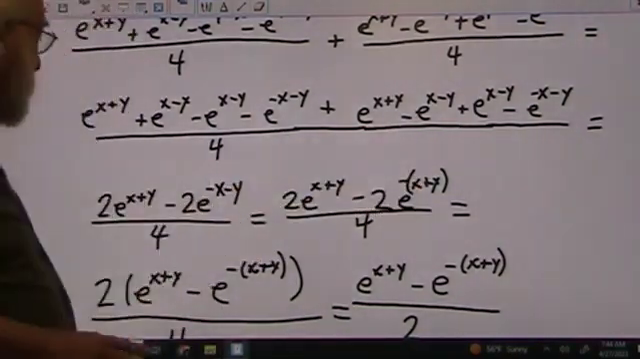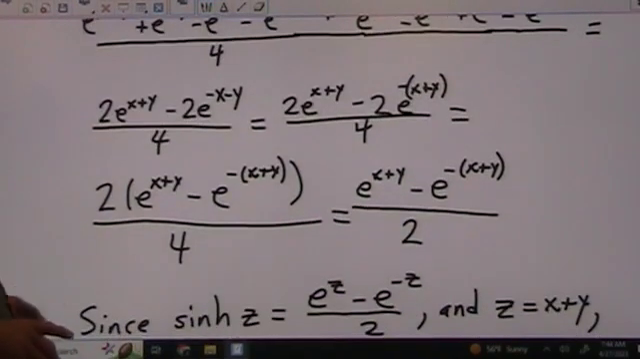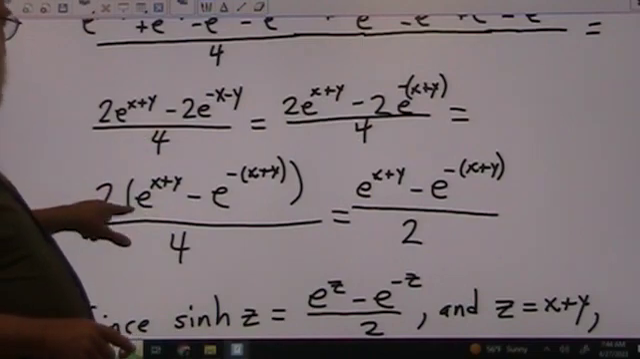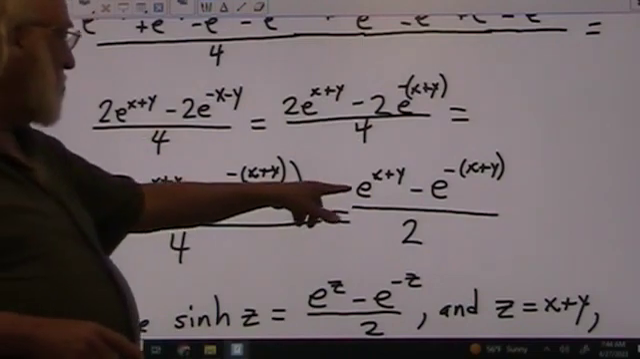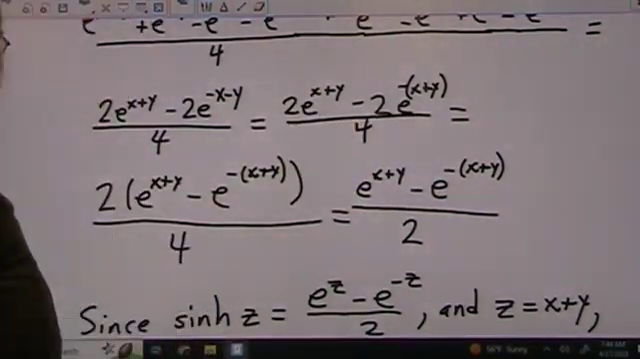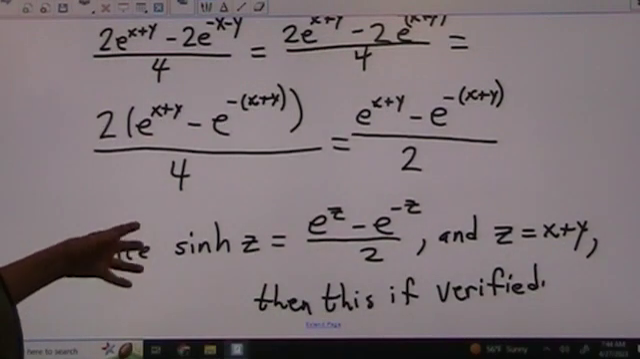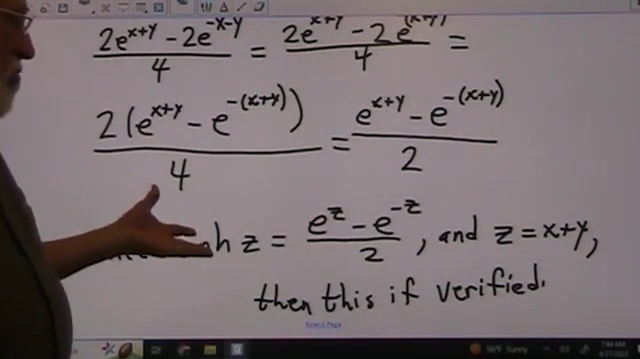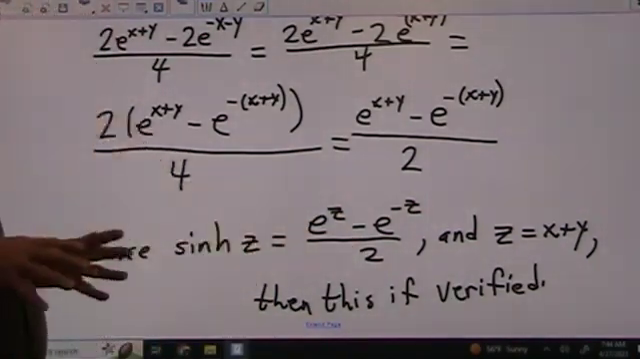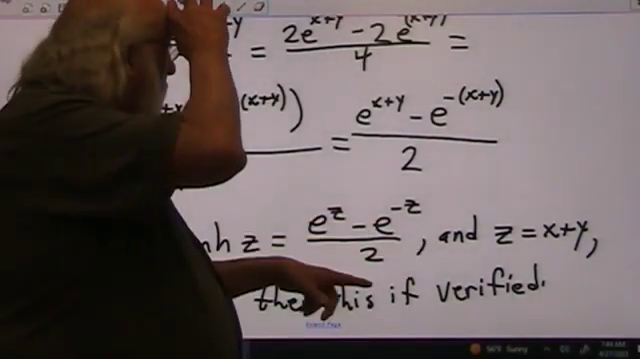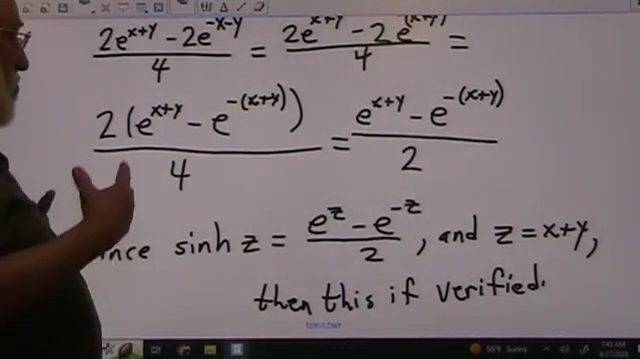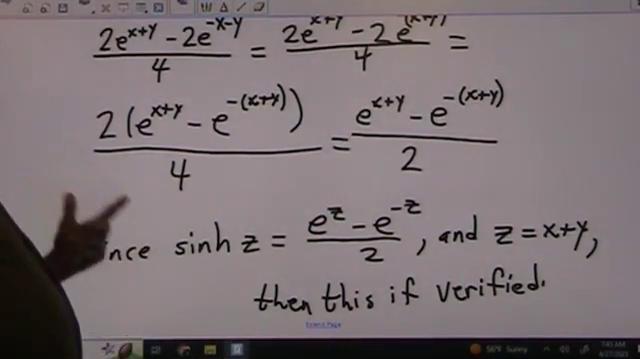It's real important you do that, because what happens here is when you look at this, you factor the 2 out here, 2 and 4 cancel out, gives you e to the x plus y minus e to the negative quantity x plus y over 2. And since we define sinh of anything, I use z in this case, I could have used u, whatever, gives you e to the z minus e to the negative z over 2. That's the definition of it. And if z equals x plus y, then you can see that this becomes e to the z and this becomes e to the negative z, which means that you have the sum of 2 angles, and this is now verified.